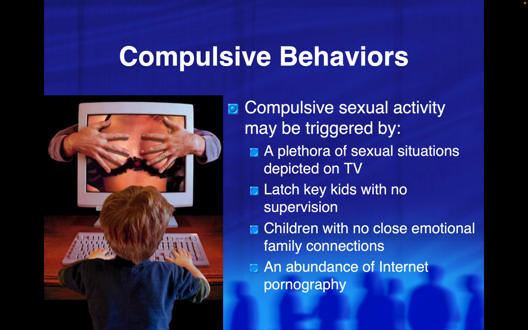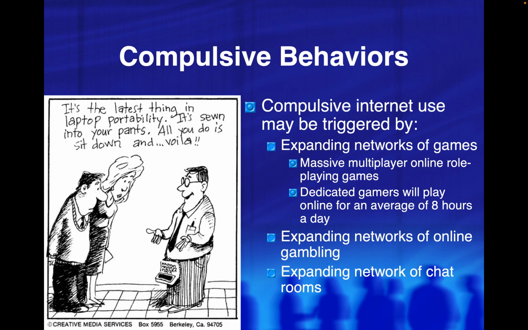Compulsive sexual activity may be triggered by a plethora of sexual situations depicted on TV, latchkey kids with no supervision, children with no close emotional family connections, and an abundance of internet pornography. And I'll tell you what, you can type just about anything into the internet and it will come up with pictures of nudes, as weird as that is. So if you have children, you need to do the search thing where you can block those pornographic sites.